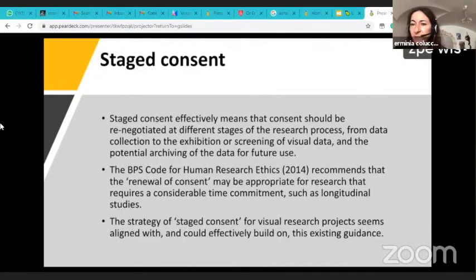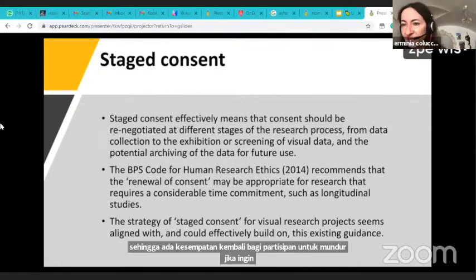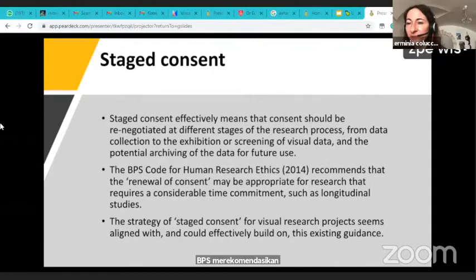The BPS, the British Psychological Society, Human Research Ethics, particularly recommends renewing of consent for work where there is a considerable time commitment, particularly longitudinal studies, where we might work with people for many years and we want to renew the consent to make sure that they are still okay with it.